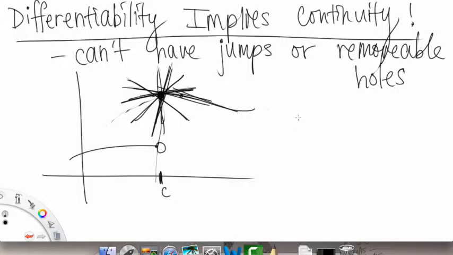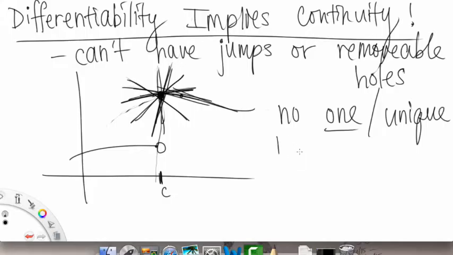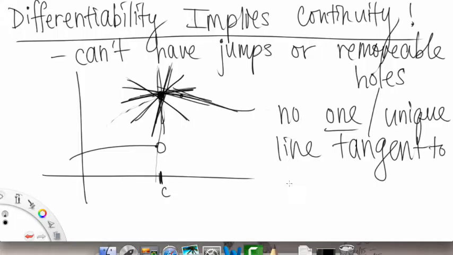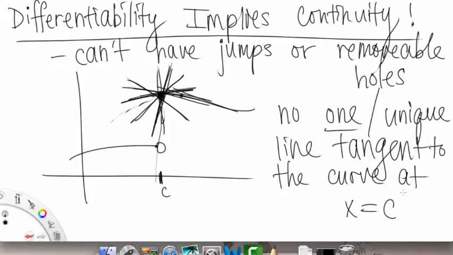So I'll just write it down. There's no one unique line that is tangent to the curve, or our graph, at x equals c. That's a big problem. So when something is differentiable, you can assume that it is continuous as well. All right, one last thing.